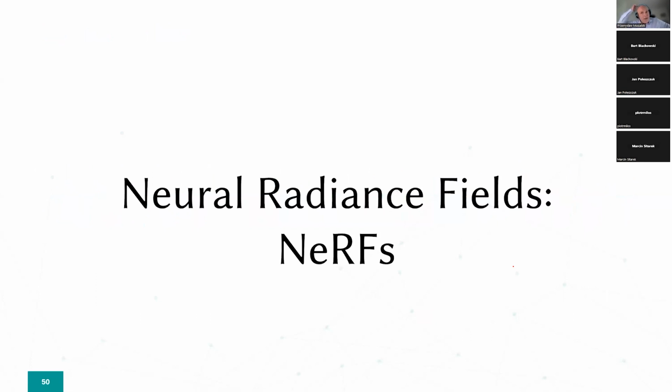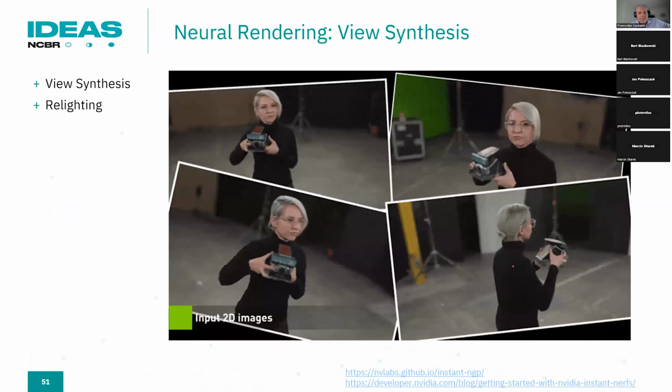So let me now come to neural radiance fields, which became very famous in graphics. The original paper was published in 2020, so it's already 3 years ago. And the idea was great. It was groundbreaking. The idea of neural rendering.